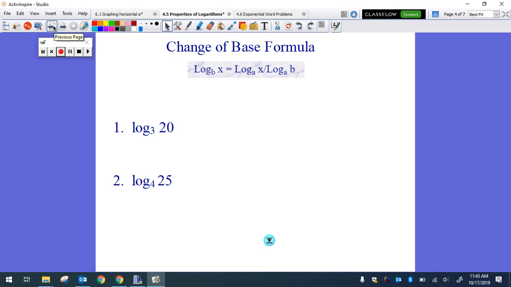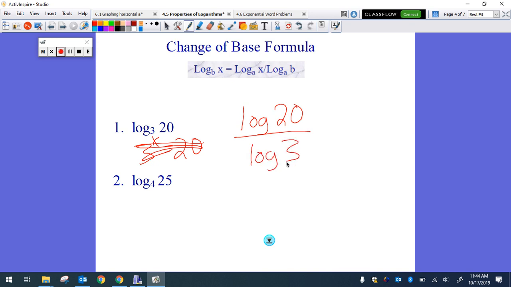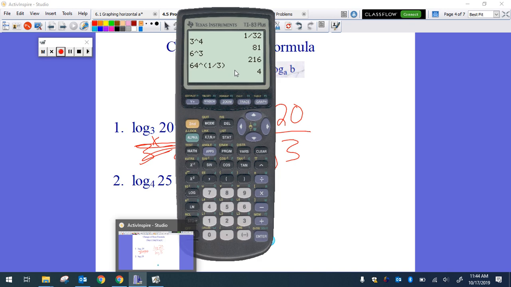Okay, and then you're going to have something called a change of base formula. This looks scary, but this is actually easier than anything you've done. What this is saying is there is nothing that I can figure out. 3 to nothing will give you 20, right? If I was going to turn it into exponential, it'd be 3 to the x equals 20. Well, 3 to nothing gives me 20. So that's when we use a change of base formula, and it's super easy to do. We're just going to do log of your big number, the log of 20, divided by log of whatever your base was. So watch how I'm going to type this in my calculator.